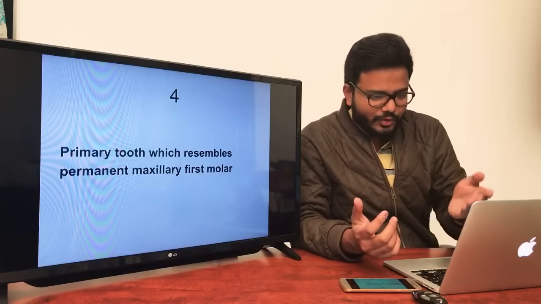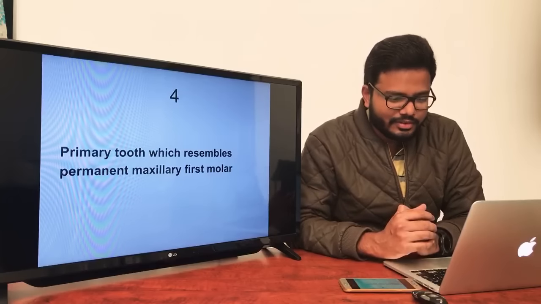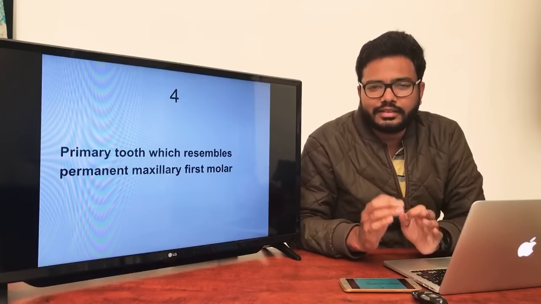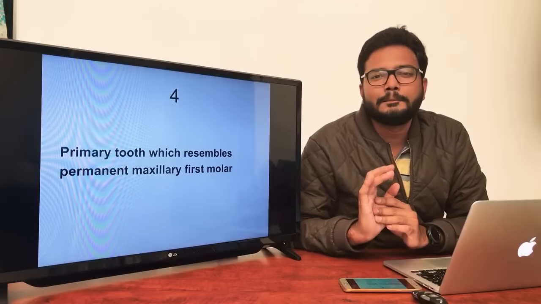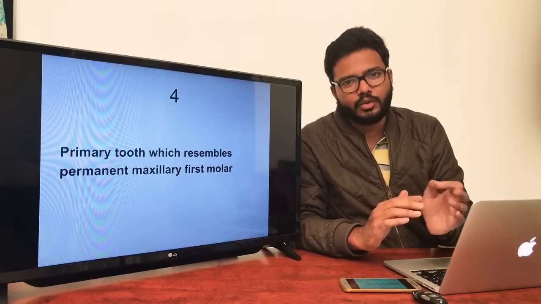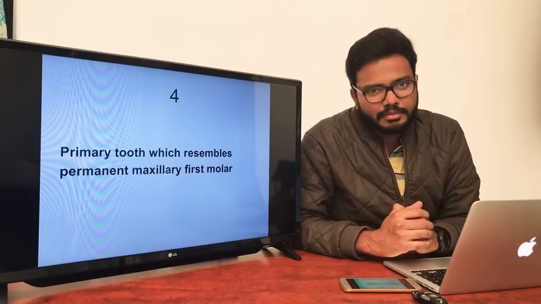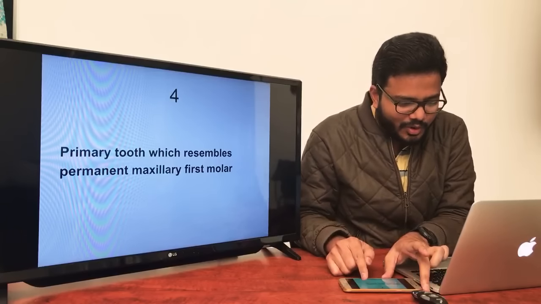In fact, one of you has given a hint in the prior questions itself. Exactly. So maxillary second molar. Deciduous maxillary second molar resembles permanent maxillary first molar. Similarly, deciduous mandibular second molar resembles permanent mandibular first molar. Right? Very good. So let's move on to the next question.